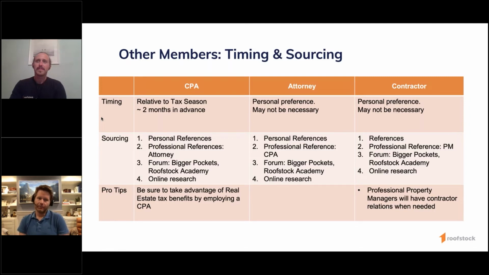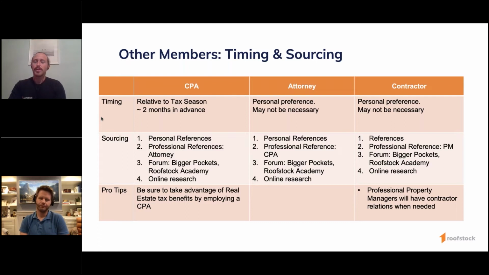So similar type of sourcing pyramid, personal references is a great place to start. Professional references, specifically your attorney, oftentimes your CPA, attorney, and if you have a financial planner, they have networks of people that they like and would recommend just because they're often working with each other. So that would be the professional references, as well as forums and online research.